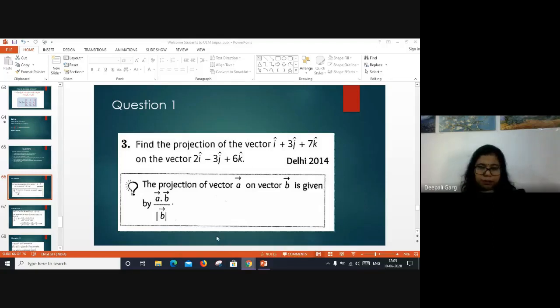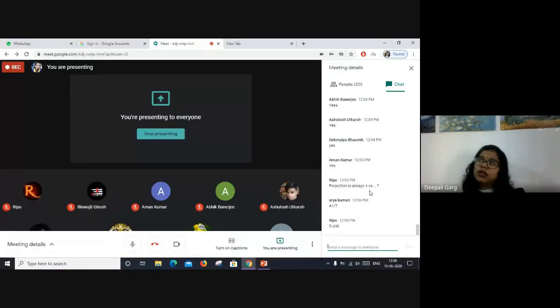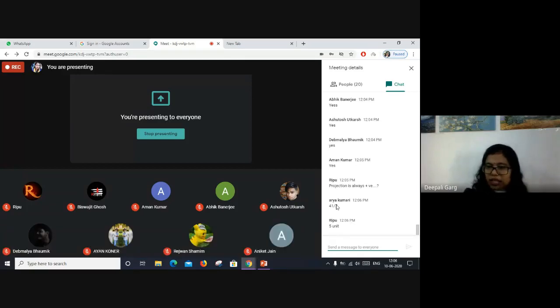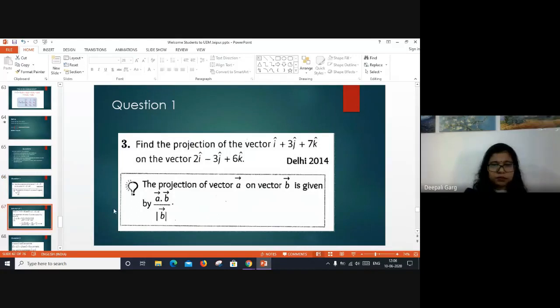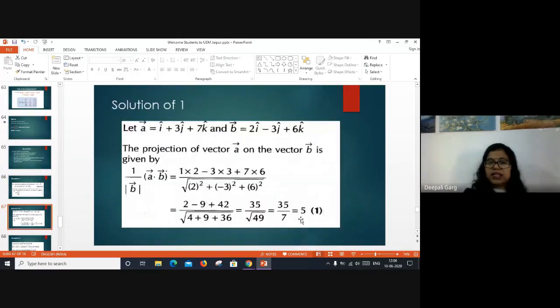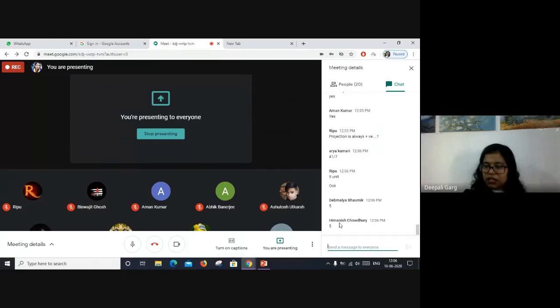Okay, so Arya is saying the answer. So projection is always positive. Yes, projection is always positive, I guess. Because projection is a distance. It is not a displacement and distance has to be positive. So Arya is saying 41 by 7 and Ripu is saying 5 units. So let's see whose answer is correct. The correct answer is 5. So Dev Malia is right, Ripu is right, Himanish is right, Arya, but you have to do it right. 41 is not correct. 41 की जगह 35 आएगा.